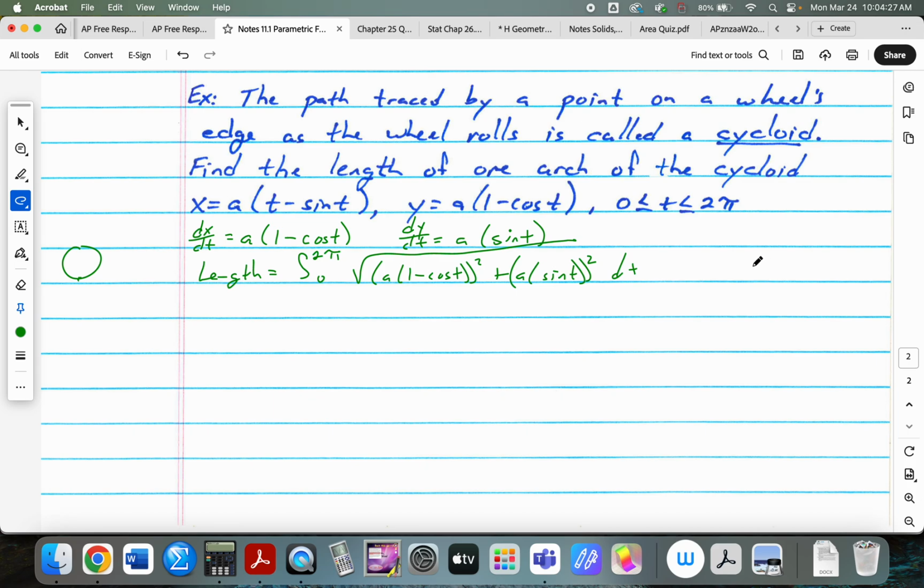Now, in order to make that a lot easier to do on your calculator, notice that we're going to have an a squared as a factor of the first term and an a squared as a factor of the second term. So we can factor that out and make this a times the integral from 0 to 2 pi of the square root of 1 minus cosine of t squared plus sine of t squared dt.